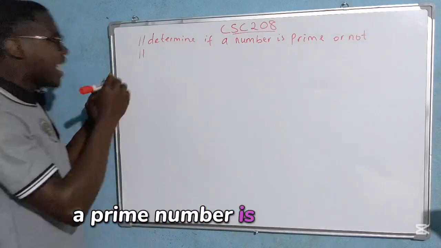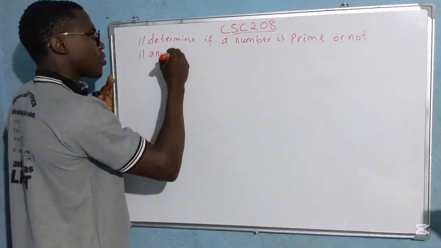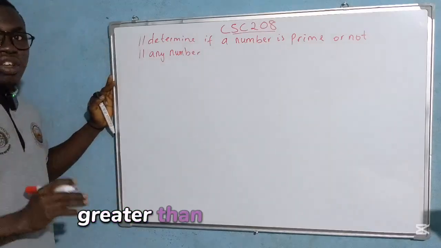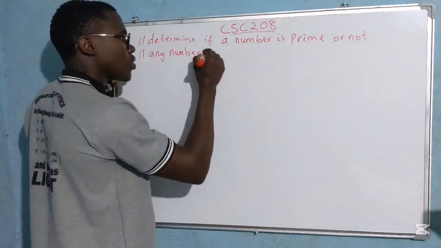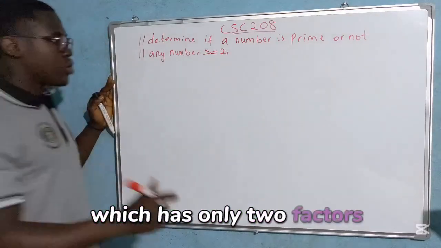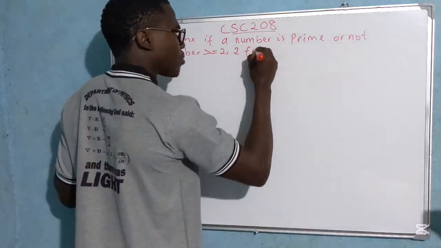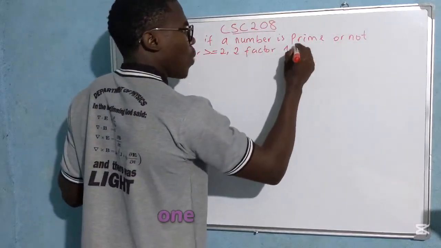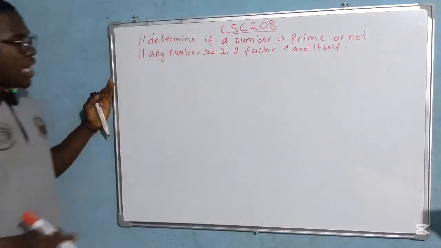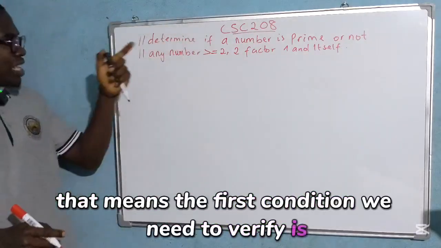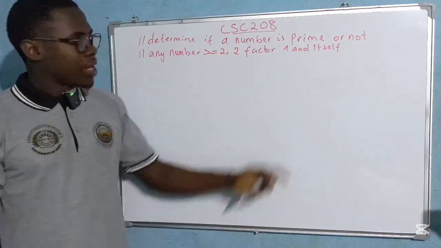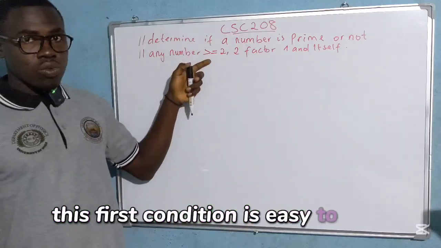A prime number is any number greater than or equal to 2, which has only 2 factors, 1 and itself. That means the first condition we need to verify is if our number is greater than or equal to 2 and if our number has only 2 factors, 1 and itself. This first condition is easy to check.